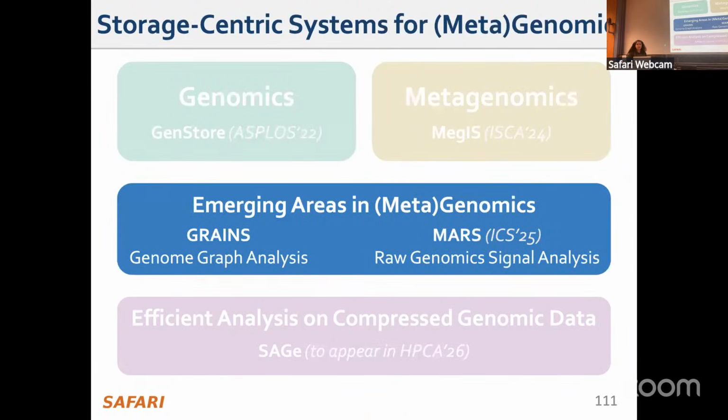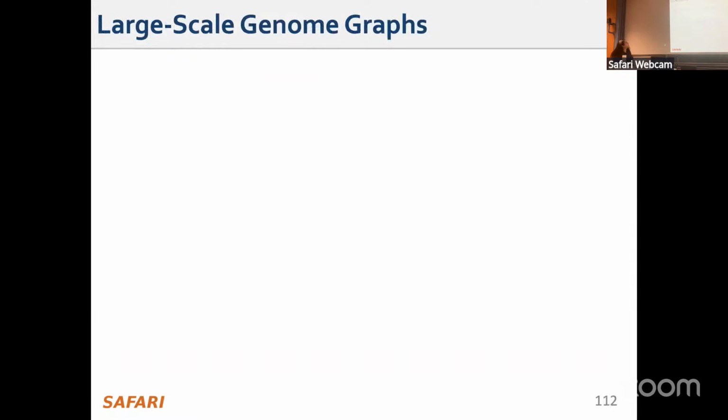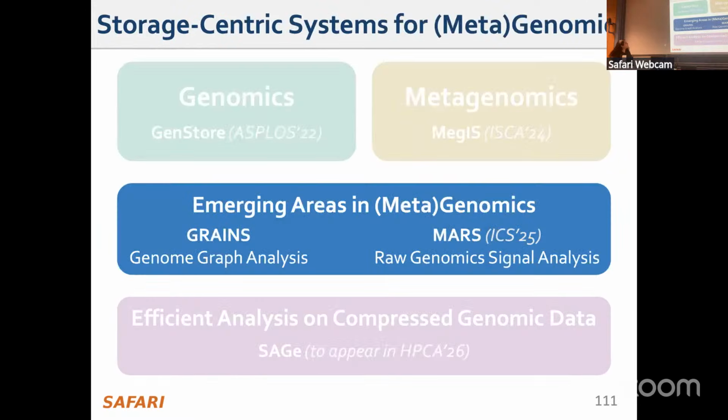And now I can go to our emerging areas that we have been focusing on as a group. I will very briefly talk about GenStore's follow-up, GRAINS. It's an ongoing work we have on genome graph analysis. And then after that, I will talk about MARS.